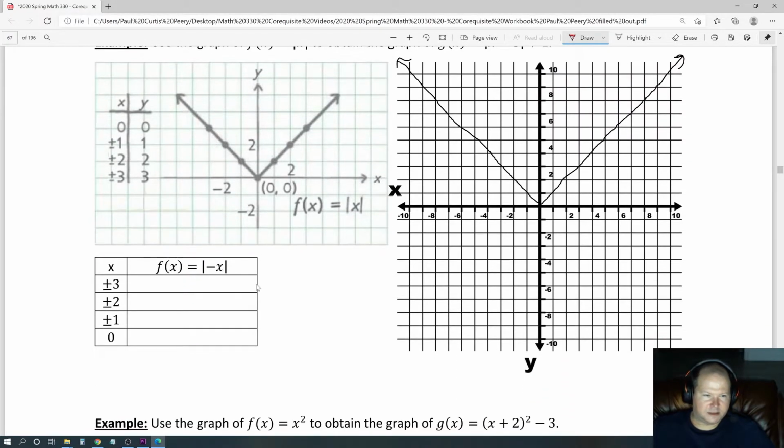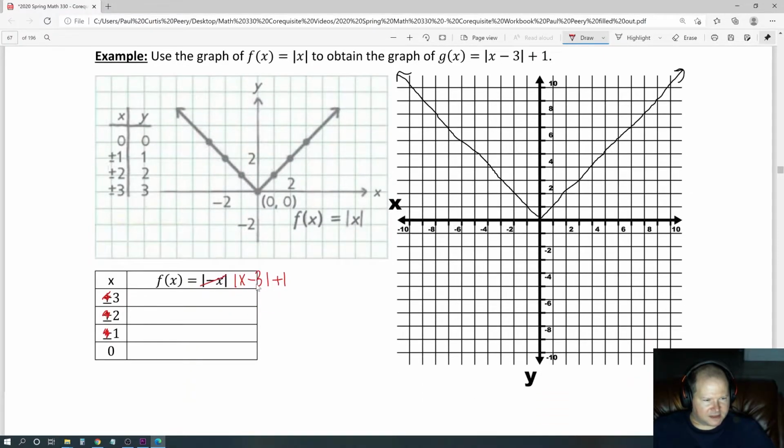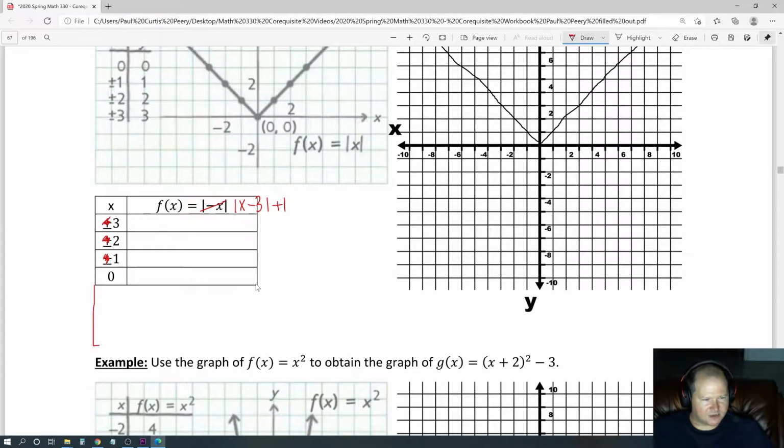Okay, let's see what the new one is. And typo again. Okay, so this should have been the absolute value of x minus 3, and then plus 1. Okay, so positive 3 in here. So I need to break this up again. So I'll break off the negatives up the top, and I'll put the positives on the bottom. All right, and then over here we'll do positive 1, positive 2, positive 3.